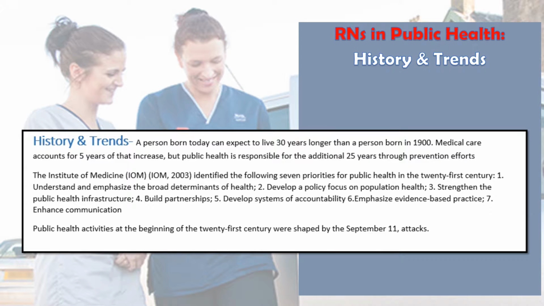The Institute of Medicine in 2003 identified the following 7 priorities for public health in the 21st century. Number one, we need to understand and emphasize the broad determinants of health. Number two, we need to develop a policy that focuses on population. Number three, we need to strengthen the public health infrastructure. Number four, we need to build better partnerships. Number five, we need to develop systems of accountability. Number six is emphasizing evidence based practice, which we have done throughout the program. And now, number seven is to enhance communication between different agencies and different people collaborating.